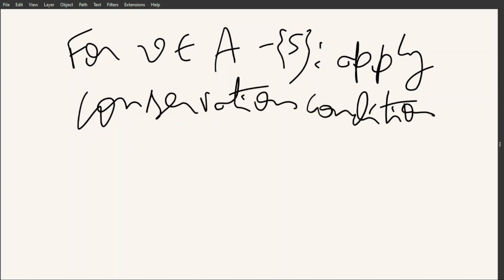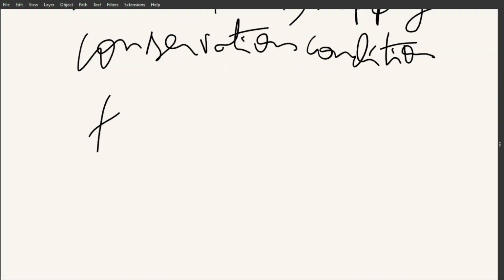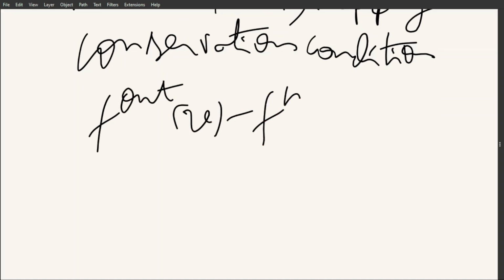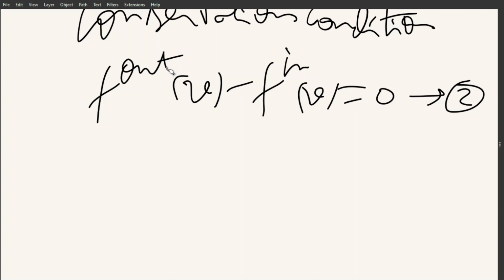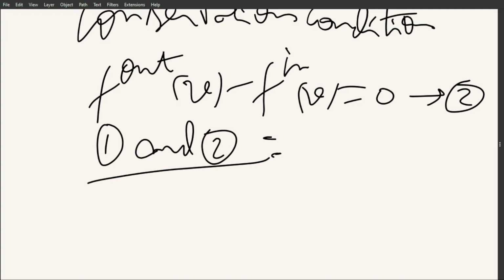Flow is conserved at V. So the difference of F out and F in is 0. So we write F out of V minus F in of V. This is 0. Call this equation 2. Now just using 1 and 2, what do we get? Value of the flow.